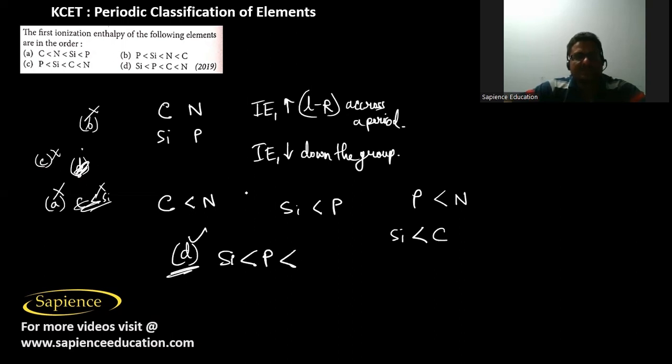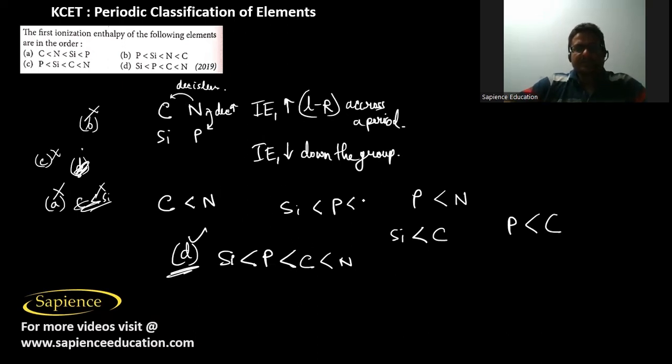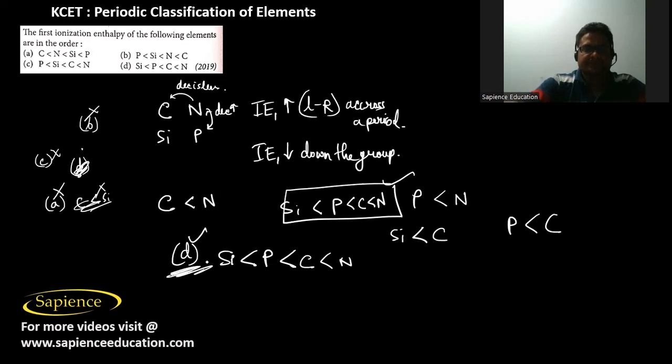Phosphorus has lesser ionization energy than carbon, less than nitrogen. Since from nitrogen to phosphorus the amount of decrease is higher, and from nitrogen to carbon the amount of decrease is lesser. Okay. So it means that phosphorus has lesser ionization energy than carbon also. Phosphorus has lesser ionization energy than carbon, less than nitrogen. So option D is the correct answer.